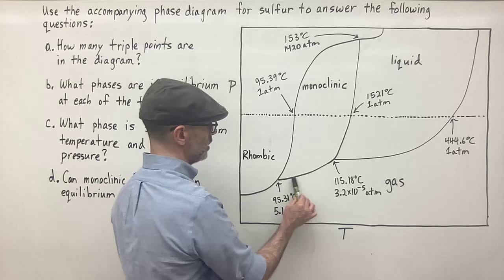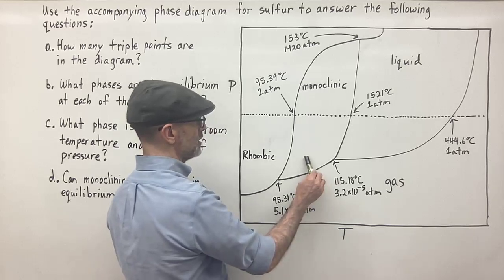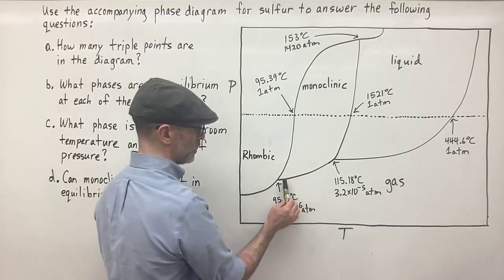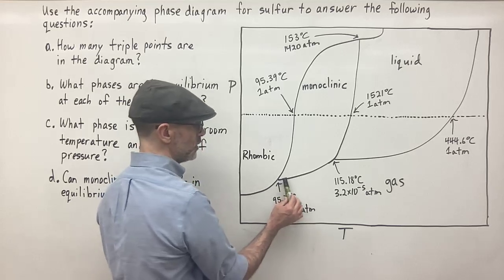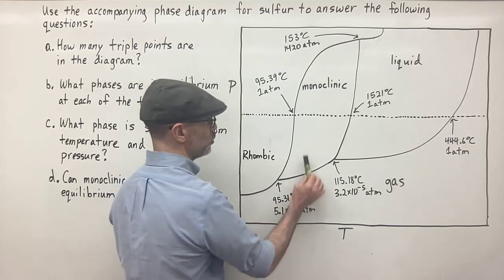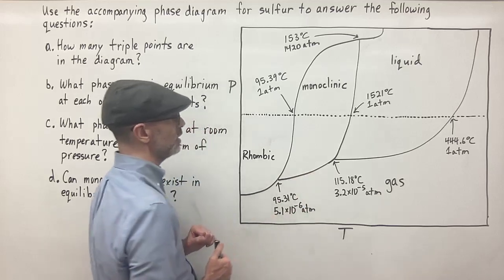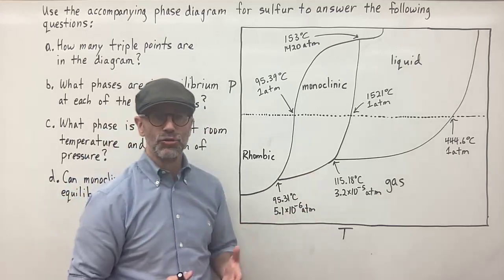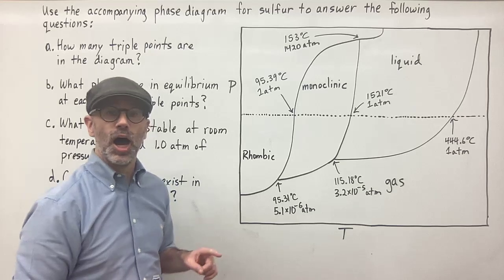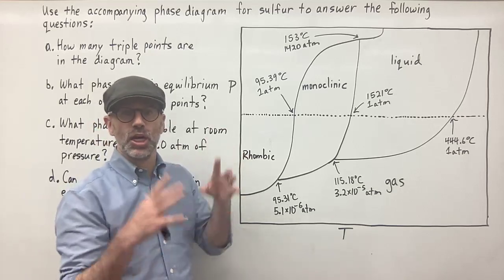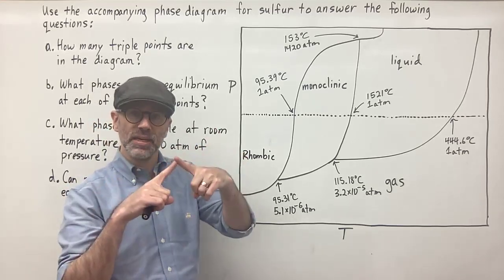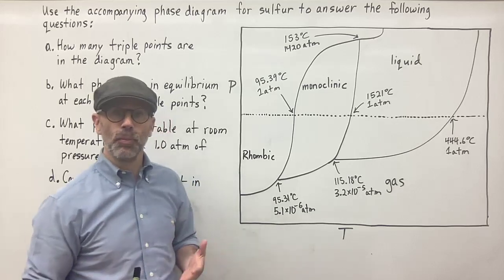So same thing here with this line. Here, this line shows if I'm on this side, it's the monoclinic phase. If I'm on this side, it's the gas phase. So if my pressure and temperature is such that I'm on the line here, then I'll be at equilibrium between those two phases. Okay. Now, what about triple points? Triple points are points at which three phases come together, and anytime two lines meet, that's going to be a triple point.